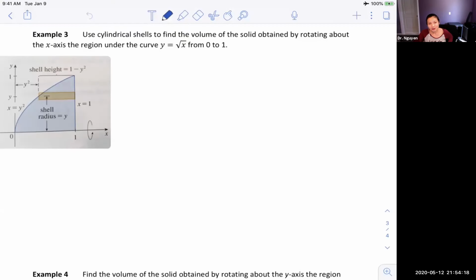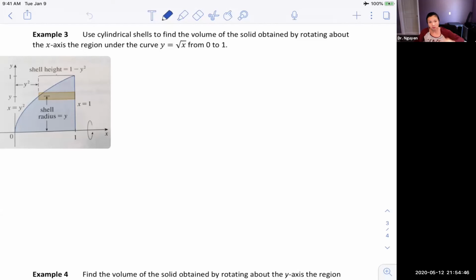For this video, we're going to keep working with cylindrical shells. So let's start with this problem. We want to use cylindrical shells to find the volume of the solid obtained by rotating about the x-axis the region under the curve y equals square root of x from 0 to 1. As you recall, we did this problem in the previous sections and we used the disk method.